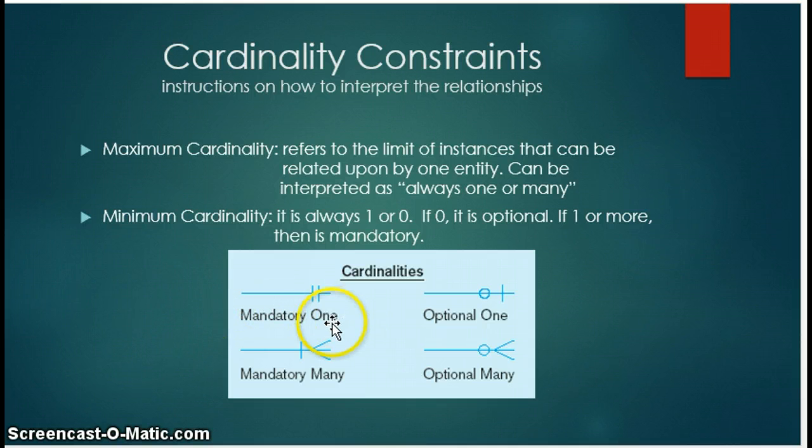So here we have mandatory 1. Since it's 1 or more, we have minimum cardinality. That means that it is mandatory. And here we have optional 1. So since it's 1, you have the option of only having one of those things. Here we have mandatory many. Since it's 1, you have to have many suppliers, many subjects to choose from. And here it is optional to have many providers.